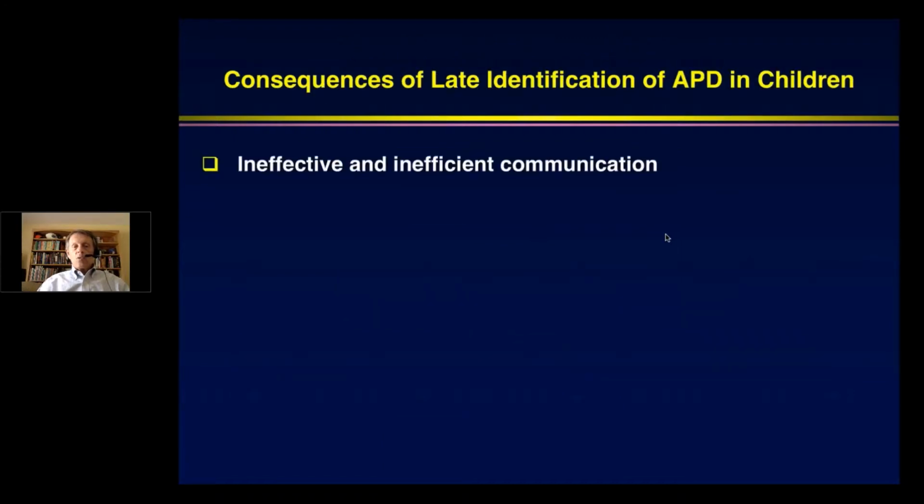Okay, so what if we wait around until children with auditory processing disorder are finally discovered because of the problems they're running into, rather than trying to identify them at the earliest possible age? Well, the children, by the time we find them, will have ineffective and inefficient communication, which will lead to a bunch of other problems. They will probably be poor readers or non-readers.